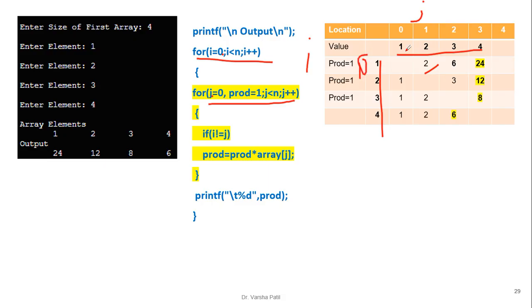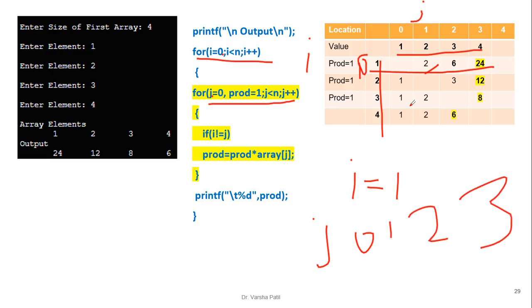Next time i is 0 and j becomes 2. They are not matched, so they will multiply. So 2 into 3 is 6, next time 6 into 4 is 24. So if you understood the first, it is very easy to understand the second. For the second, our i is 1 and j goes from 0 1 2 3.